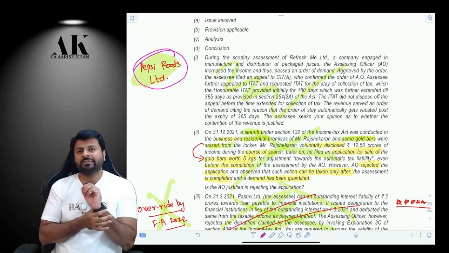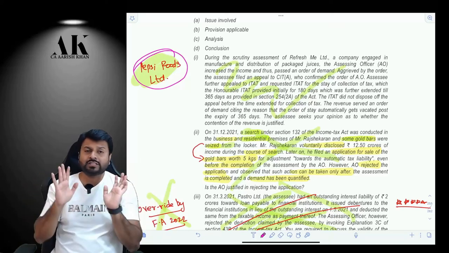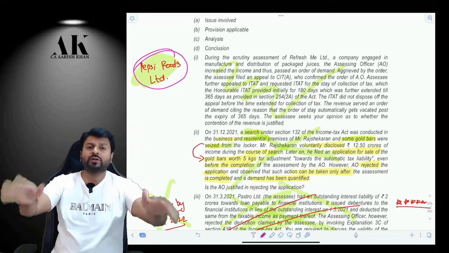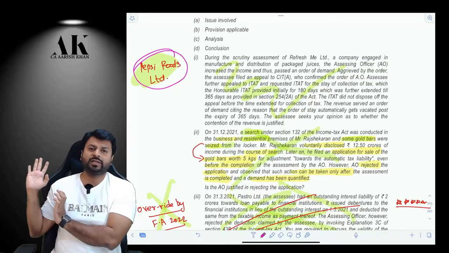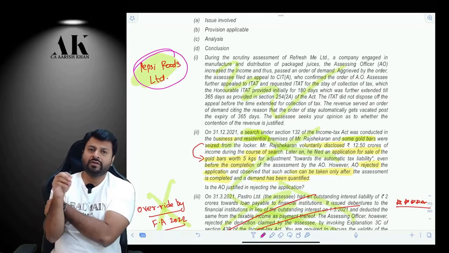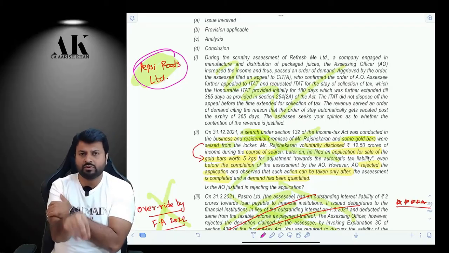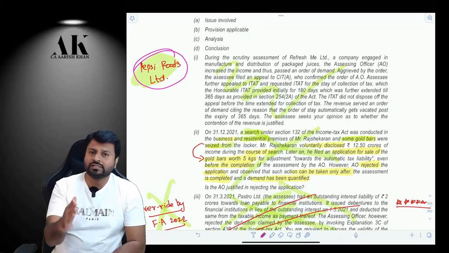But the Income Tax Department says that it cannot be extended beyond 365 days, even if the delay is not because of the SSE. Even if the delay is because of the tribunal, beyond 365 days, it cannot be extended. So the Supreme Court came in favor of the SSE and gave this judgment.